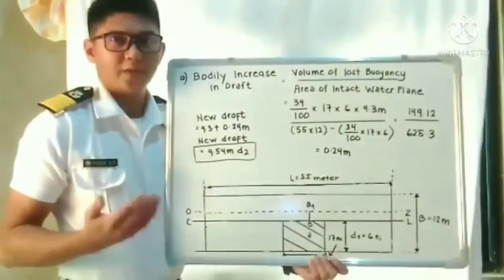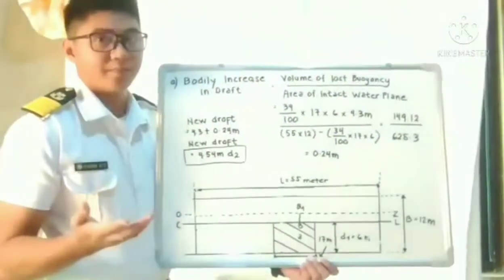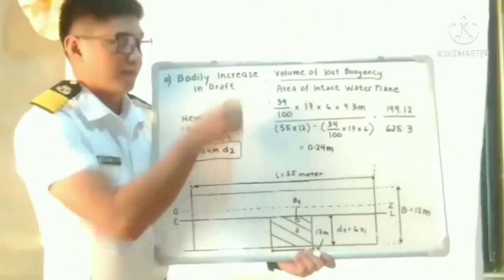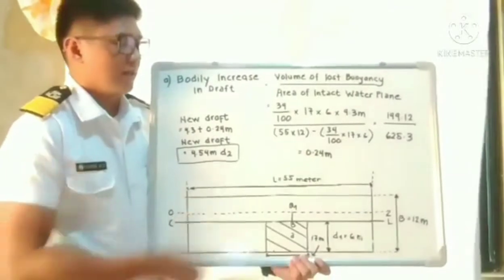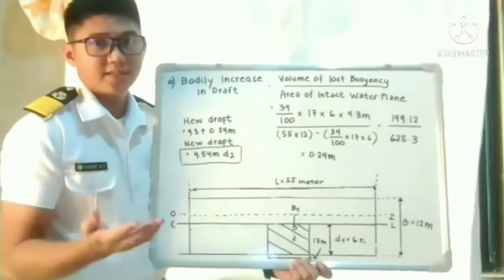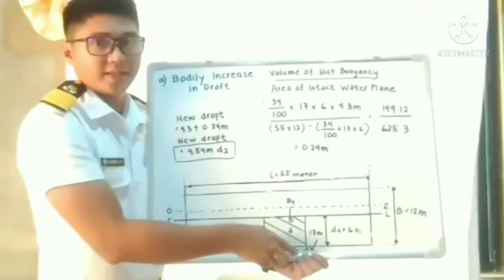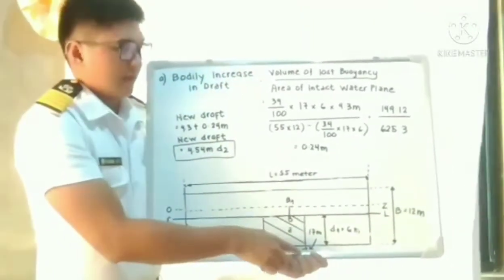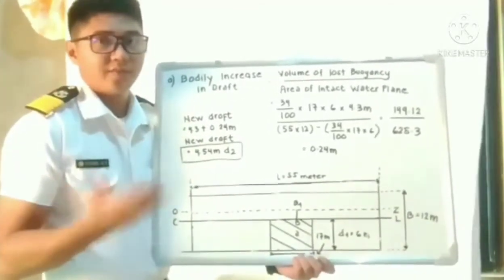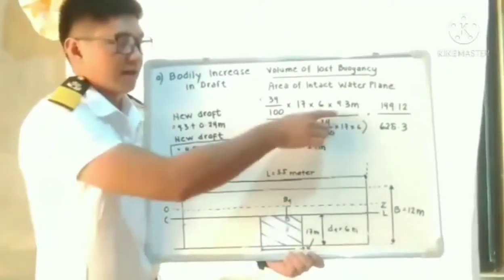So here is the proper computation. First, we have letter A, the bodily increase in draft. Bodily increase in draft is equal to the volume of lost buoyancy over the area of the intact waterplane. We have 34 from our permeability of 34%, divided by 100, times 17, which is our compartment amidships, and then times 6, which is half of the breadth, the 12 meters wide divided by 2, times 4.3 meters. This is our even keel.